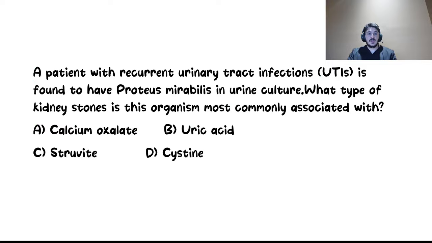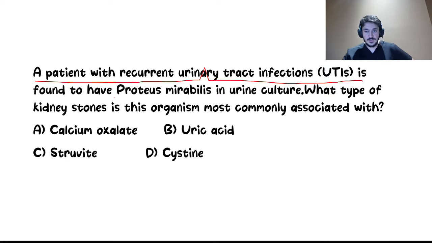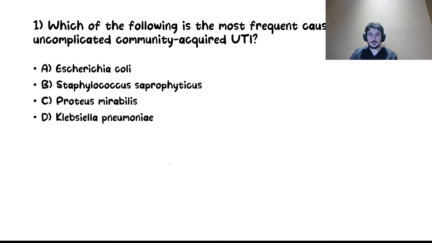Okay. Patient presents with recurrent urinary tract infection. I'm sorry if I'm going through this fast. I just don't want to take a lot of time if you're doing the review, but you can pause before I answer. So they have Proteus mirabilis in the urine culture. And remember what we said, Proteus mirabilis has high urease activity. This high urease activity will lead to more kidney stones. What type of kidney stone? Struvite. Okay.